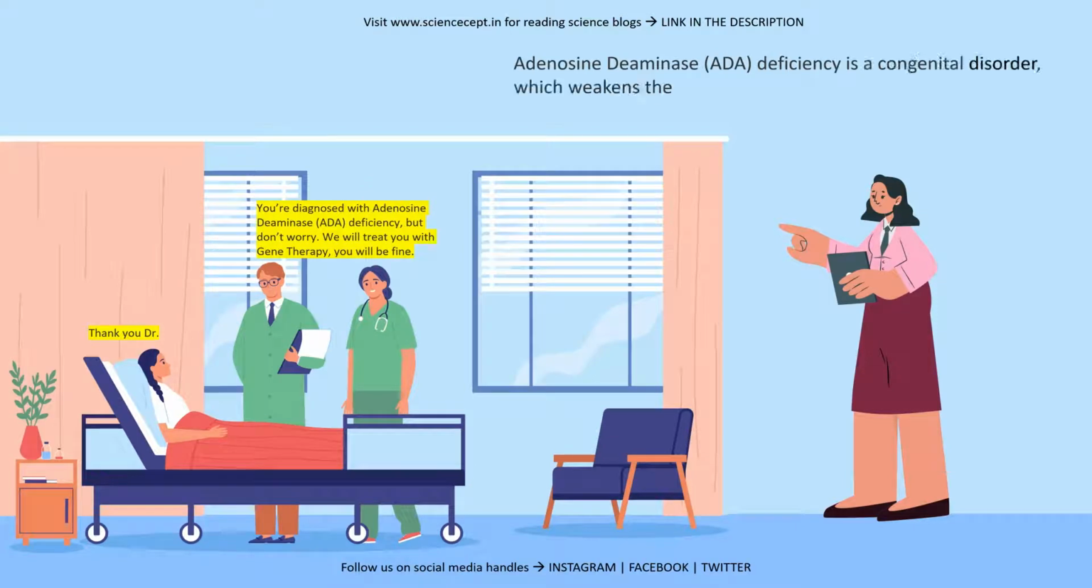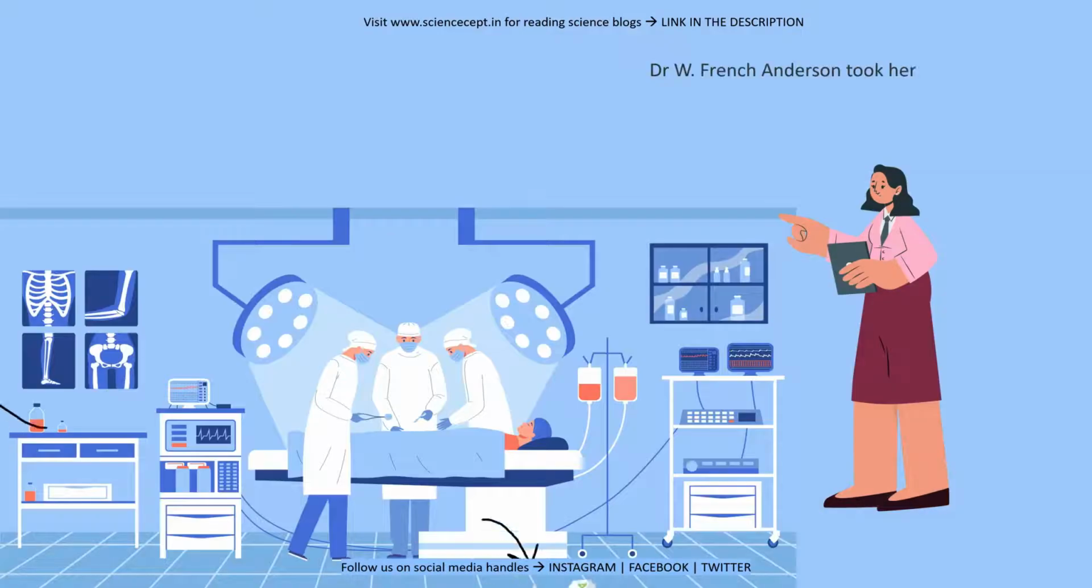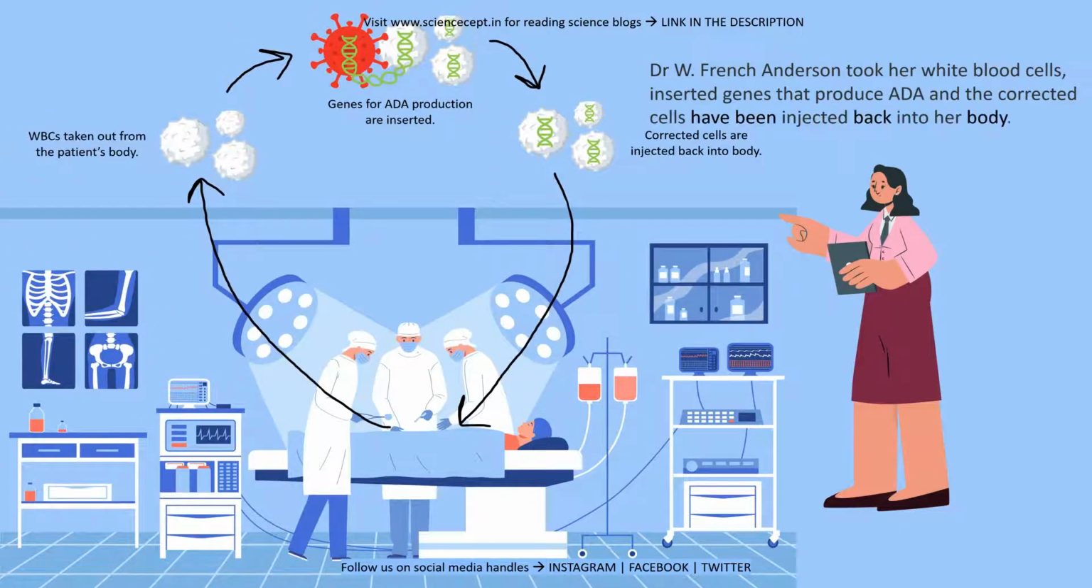Adenosine deaminase (ADA) deficiency is a congenital disorder which weakens the body's immunity and capacity to fight back. In 1990, for the first time, a 4-year-old patient who was diagnosed with ADA deficiency was treated with gene therapy. Dr. W. French Anderson took her white blood cells, inserted genes that produce ADA, and the corrected cells were injected back into her body.